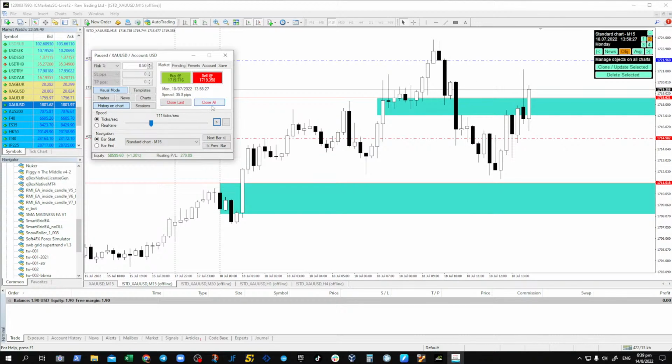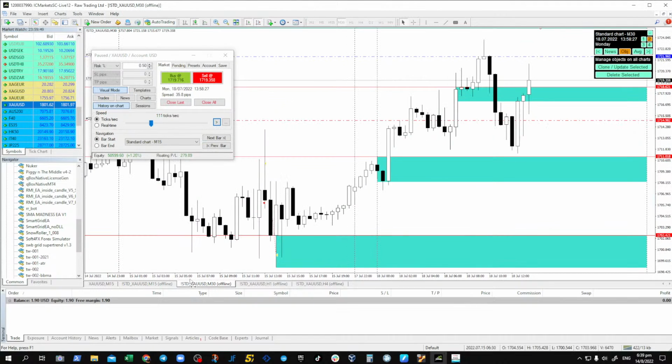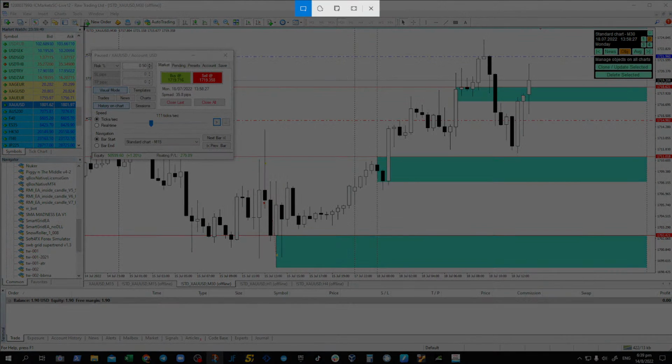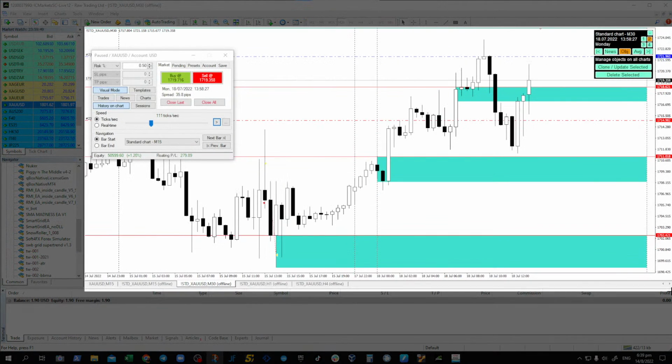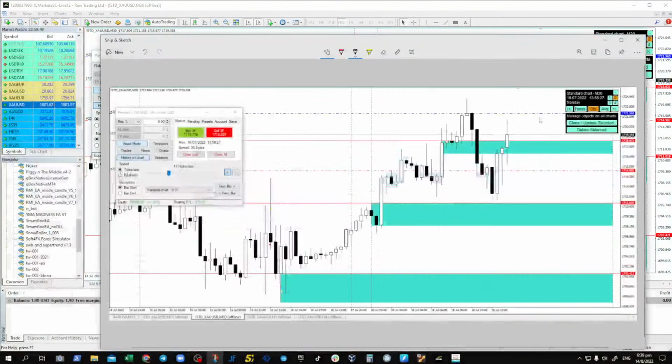Close all. I'm going to take this for the journal. Should have looked at the M15. So, bullish engulfing.